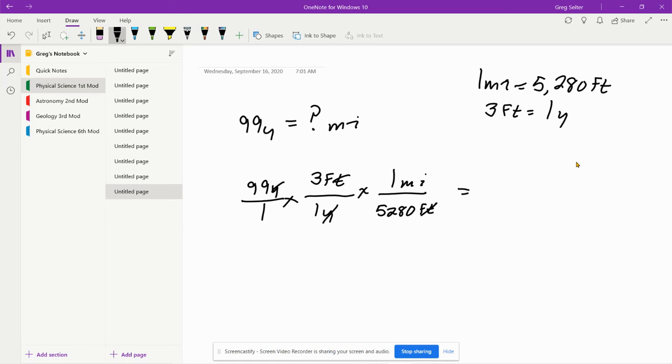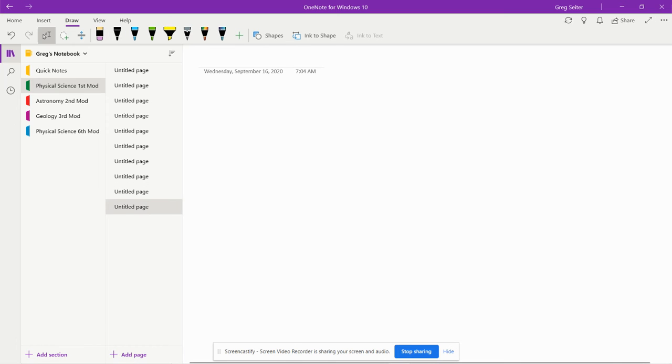So you're going to multiply straight across. And we'll just write this down here. 5,280, and 99 times 3. That isn't right. What in the world? 99 times 3 is 297. Then you'll divide that out for your answer in miles. All right, let's take a look at the next one.